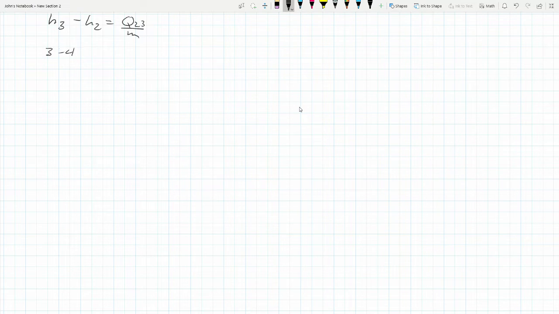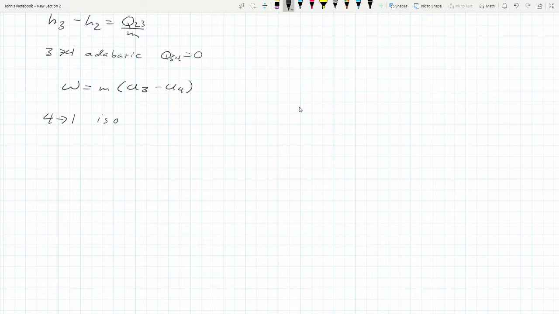3 to 4. This is adiabatic expansion. So Q34 is equal to 0. So like before, work is equal to the mass times U3 minus U4. All right, so 4 to 1.